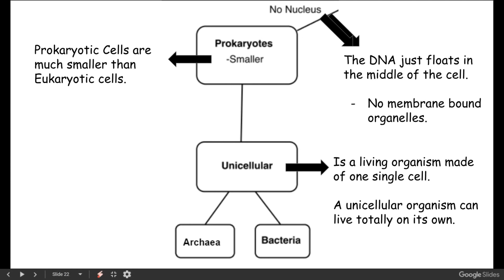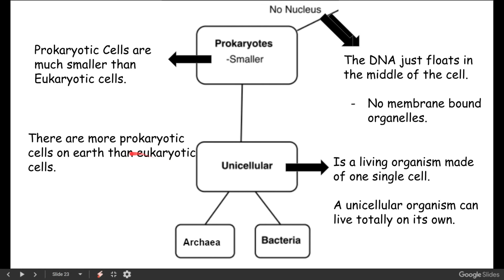Another interesting fact about prokaryotes is that there are a lot more prokaryotes in the world than eukaryotes. So just here, a little interesting fact, there are more prokaryotic cells on Earth than eukaryotic cells. So if you were to individually count all the prokaryotic cells and individually count all the eukaryotic cells, there's more prokaryotes than eukaryotes.